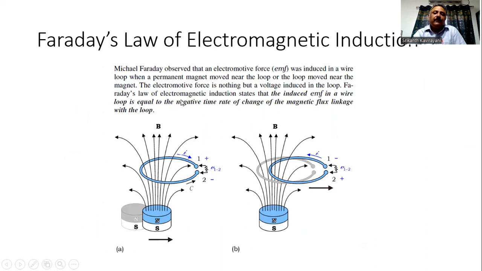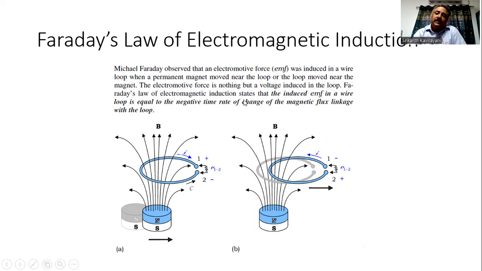Basically, Michael Faraday observed that an electromotive force, EMF, was induced in a wire loop when a permanent magnet moved near the loop or the loop moved near the magnet. You can see here in figure A the displacement of the magnet near the loop, and then in the second case, the loop has moved and the magnet is static. So an electromotive force, EMF, was induced in the wire loop when a permanent magnet moved near the loop or the loop moved near the magnet. The electromotive force is nothing but a voltage induced in the loop.